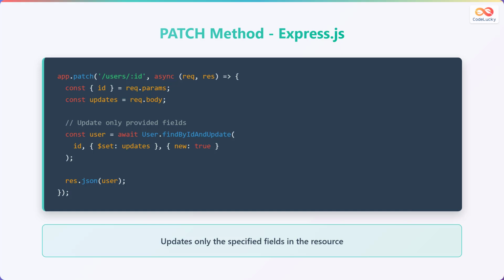Now let's look at the PATCH method implementation in Express.js. Similar to the PUT method, we define a route using app.patch with the endpoint /users/:id. Inside the route handler, we extract the id and the updates from the request body. Instead of replacing the entire user object, we use the findByIdAndUpdate method with the $set operator to update only the provided fields. This allows us to modify specific properties of the user without affecting the rest of the data. Again, we set new: true to get the updated user object, and we send it as a JSON response.